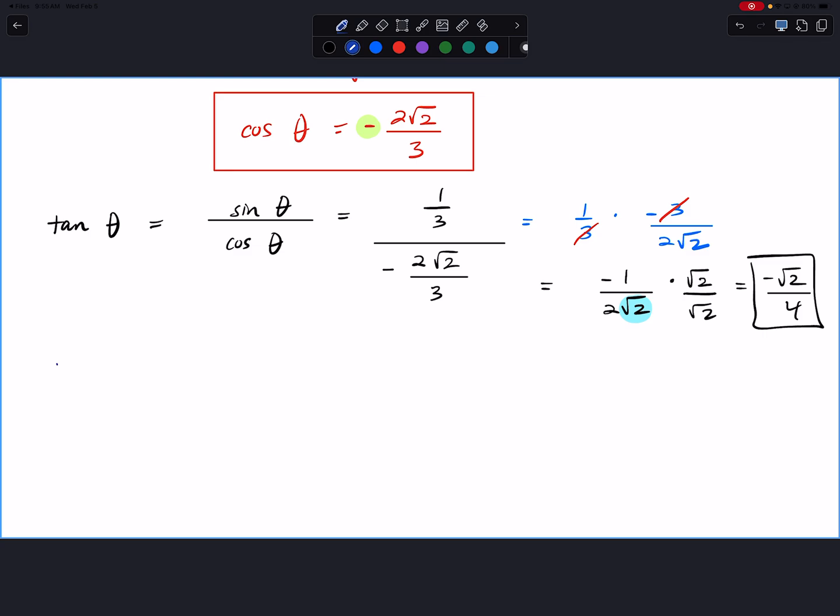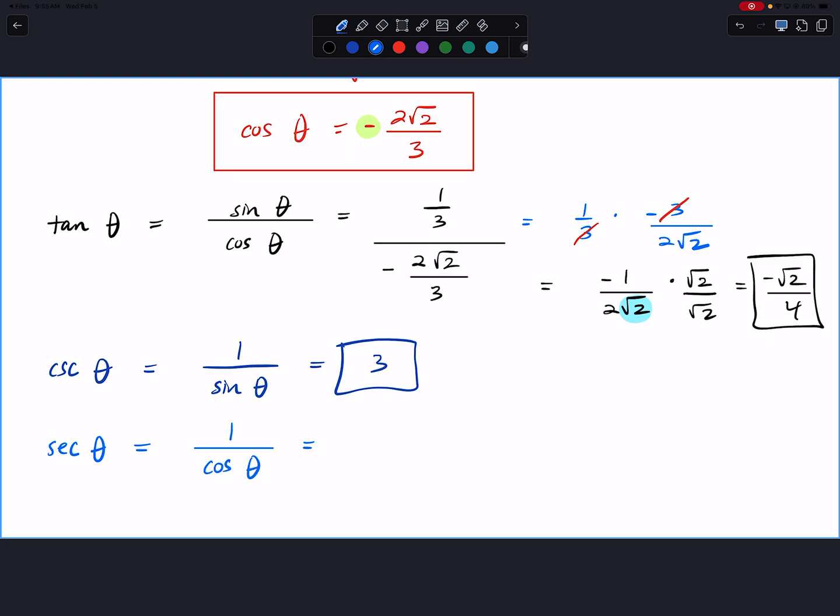Let's start with cosecant. Cosecant we know is the reciprocal of sine. So what is that? 3. Secant of theta is the reciprocal of cosine. Good job, guys. So it's negative 3 over 2 root 2. Multiply top and bottom by the square root of 2. And we're going to get negative 3 root 2 over 2 root 2 times 2. If I simplify, it's going to give me 4.